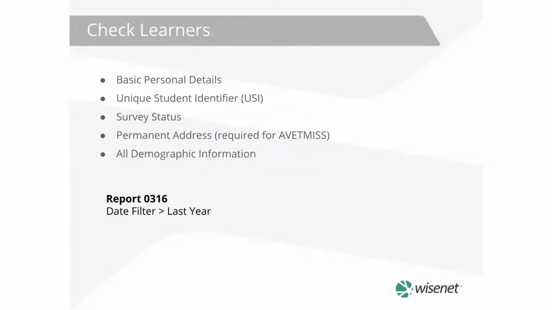With the learners, it's pretty straightforward, and it's mostly anything to do with their USI, a date of birth in the wrong format, or the survey status is missing, or the address information is not correct, or of course the demographic information like the labor force status, the schooling information, or their indigenous status and disability is missing. That's when you get errors against the learners, and it's pretty straightforward to fix because it'll give you the learner unique identifier.